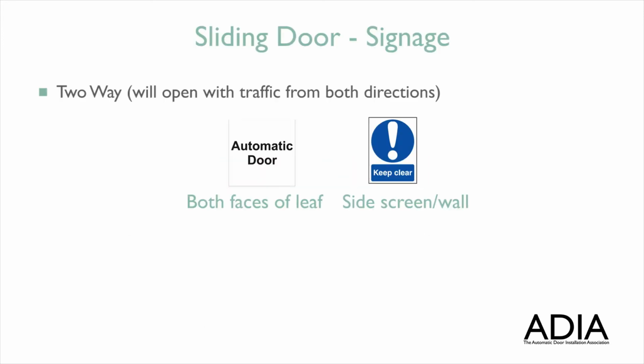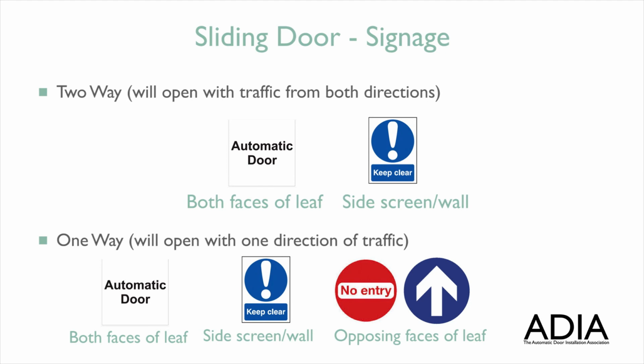Signage. Two-way will open with traffic from both directions, both faces of leaf, side screen or wall. One-way will open with one direction of traffic, both faces of leaf, side screen or wall, opposing faces of leaf.